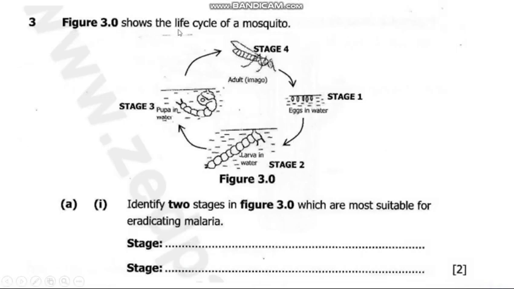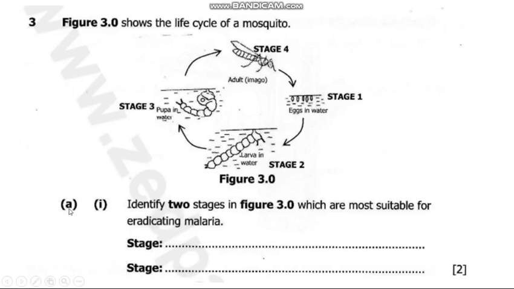Figure 3.0 shows the life cycle of a mosquito. This is the figure 3.0 showing the life cycle of the mosquito, where we have 4 stages. We have stage 1, where we have eggs in water. Stage 2, the larva in water. Stage 3, the pupa stage. Then in stage 4, we have the adult stage.